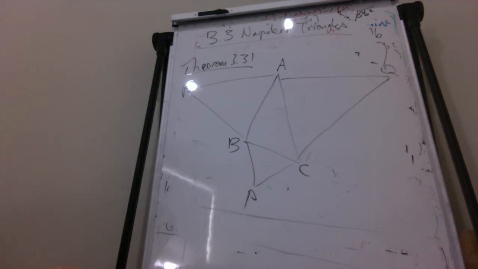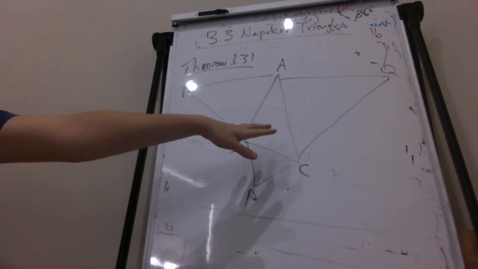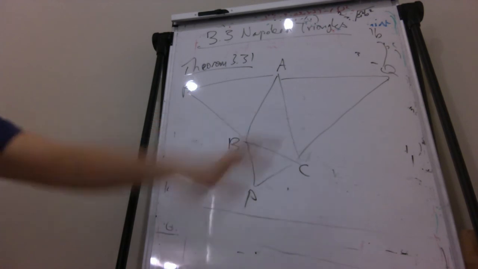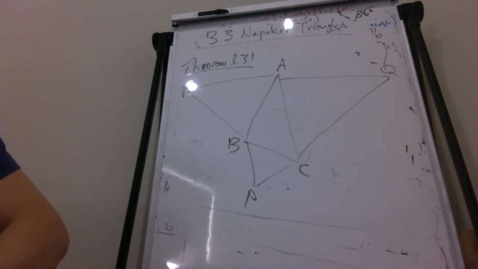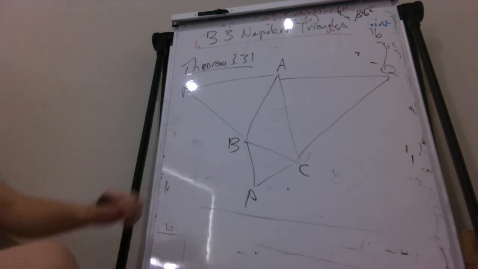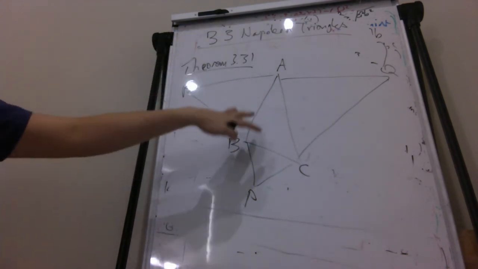So the conclusion of this, it's obviously not a theorem yet. The theorem is that the circumcircles of the three outside triangles are concurrent. If we draw the circumcircles for these three triangles, they all intersect at one point.